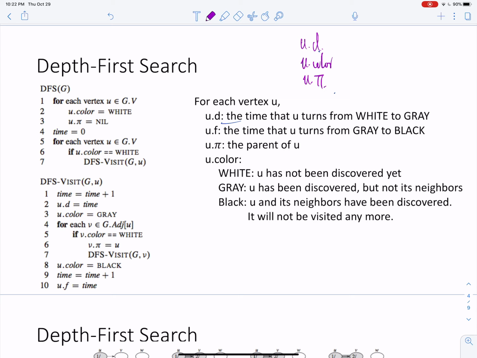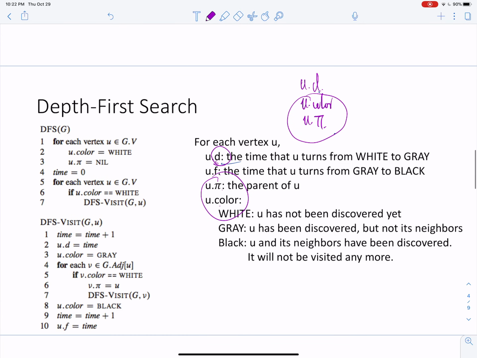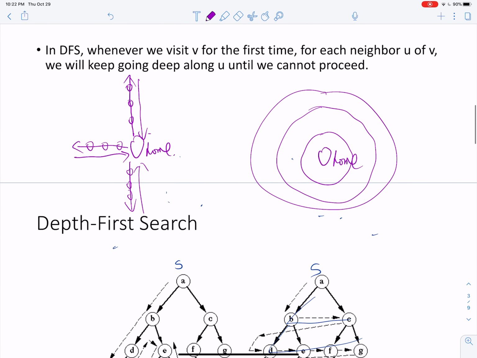Here for depth first search, we associate each node with a d, an f, a parent pi, and a color. The parent and the color of breadth first search and depth first search have the same meaning. They denote the same thing. But the d now does not mean minimum distance. It means something else, and also f means something else. Okay, I'm just going to tell you.